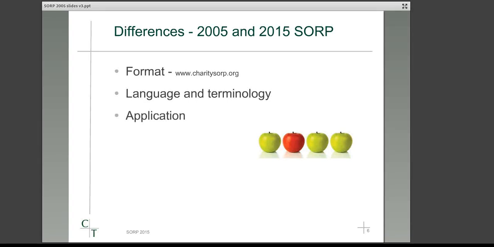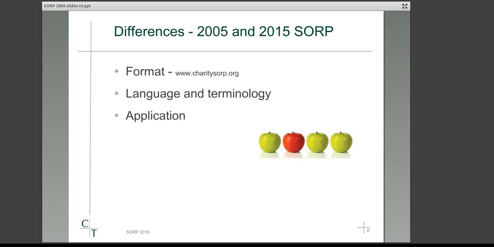The application of the SORP, just to mention here that there are certain requirements set out in the various sections of the new SORPs that only apply to larger charities. It's important to note that a larger charity in this context is one that is subject to a statutory audit. So if your charity does require a statutory audit, then you'll need to comply with these requirements for larger charities.